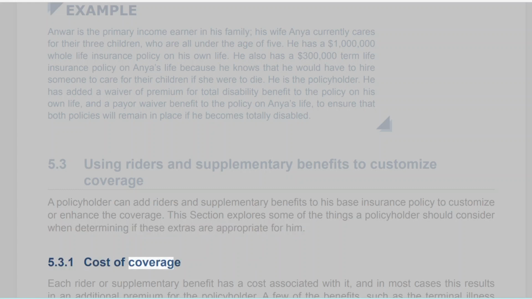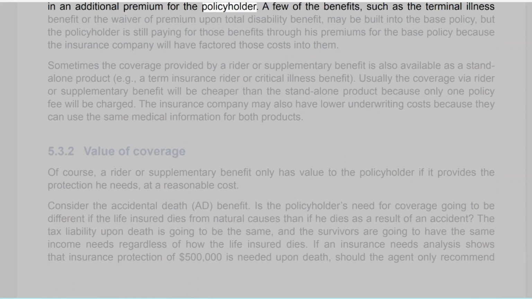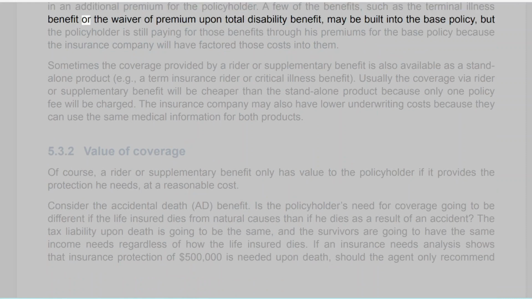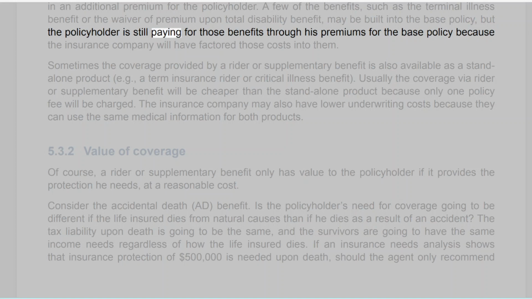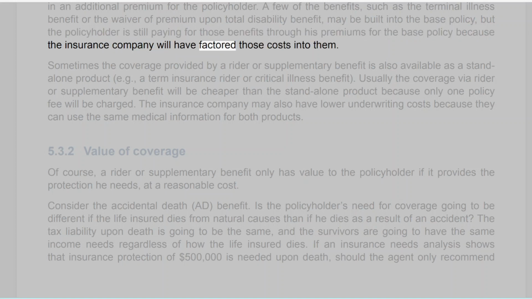5.3.1 Cost of coverage. Each rider or supplementary benefit has a cost associated with it, and in most cases this results in an additional premium for the policyholder. A few of the benefits, such as the terminal illness benefit or the waiver of premium upon total disability benefit, may be built into the base policy, but the policyholder is still paying for those benefits through his premiums for the base policy because the insurance company will have factored those costs into them.